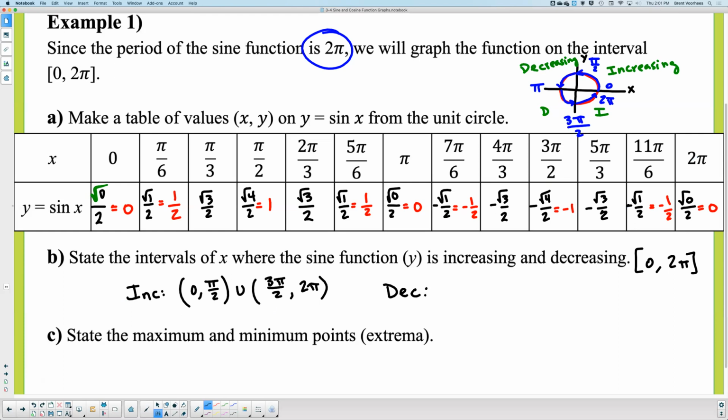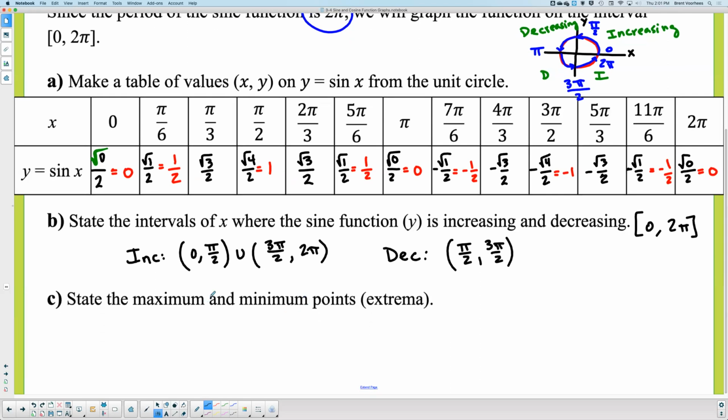Okay, what about decreasing? Where did we decrease, start to finish? When did we start decreasing? Pi over 2. When did we stop decreasing? We're looking at y's here, not pi. We kept decreasing beyond pi, to 3 pi over 2. From pi over 2 to 3 pi over 2. Hopefully, you're starting to see how the unit circle can help you out on your values here.